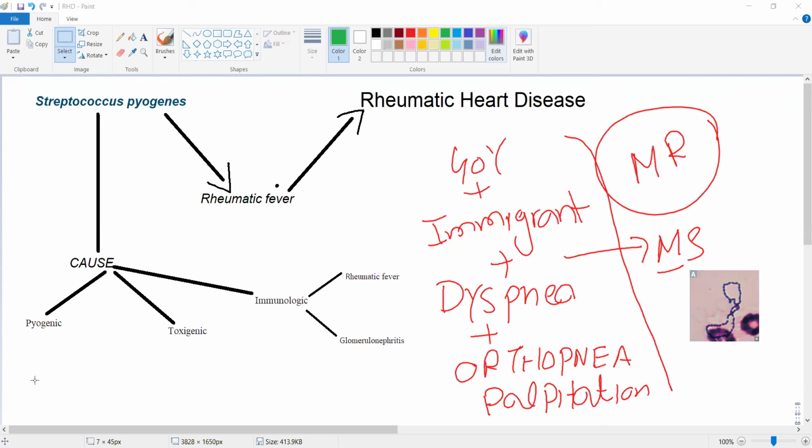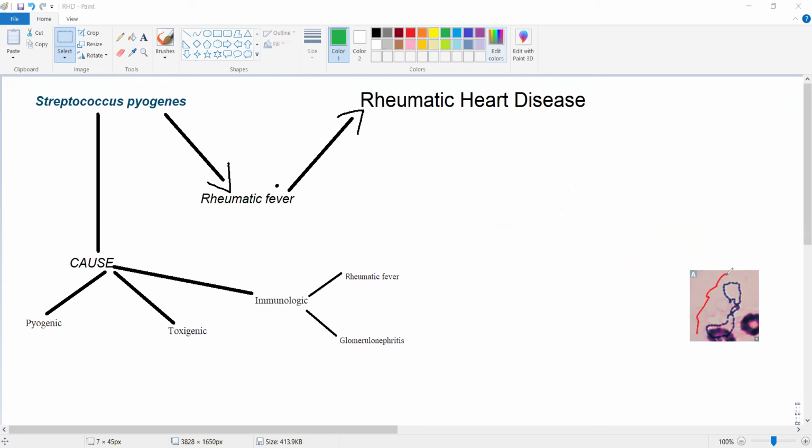Okay, so can somebody identify this kind of picture as well? Scenario plus picture. This would be a strep. These are chains, pairs or chains of Streptococcus pyogenes, right?